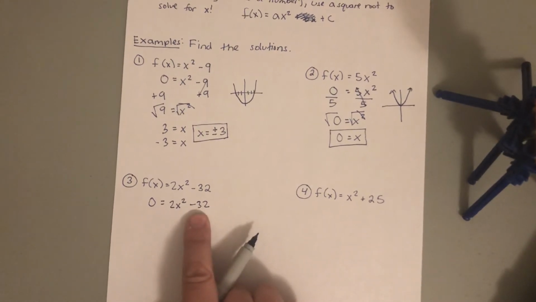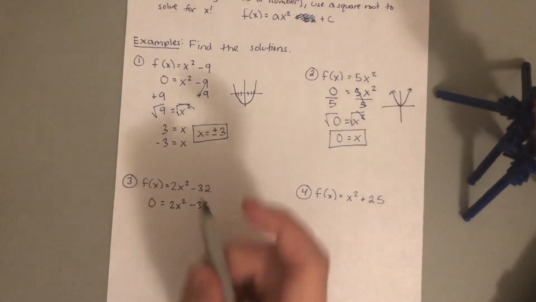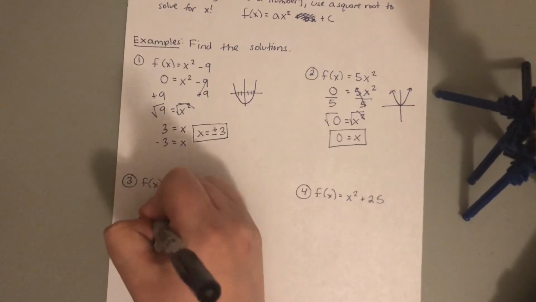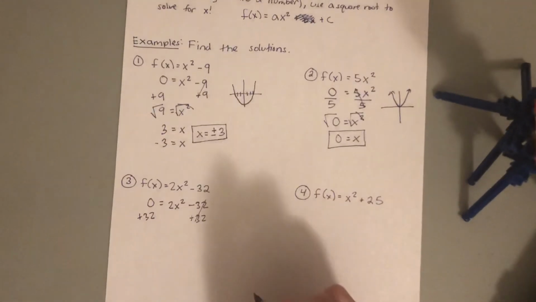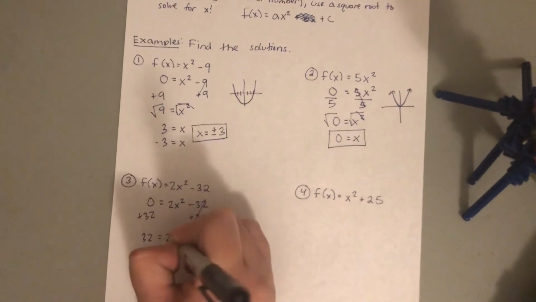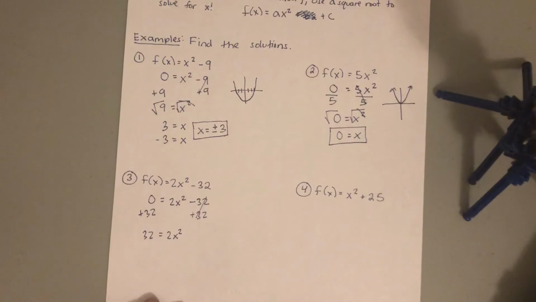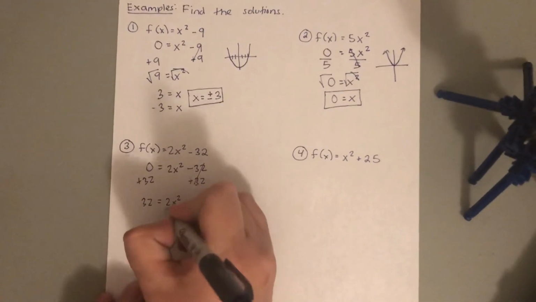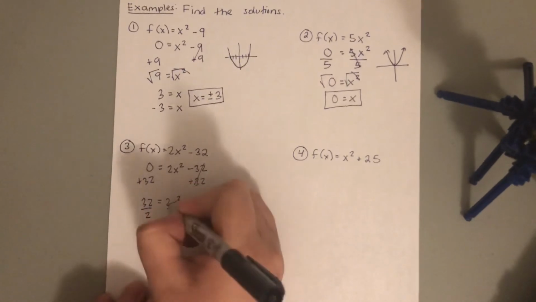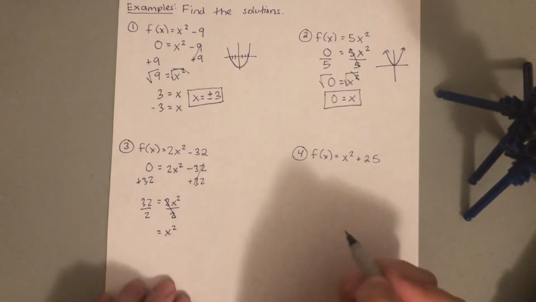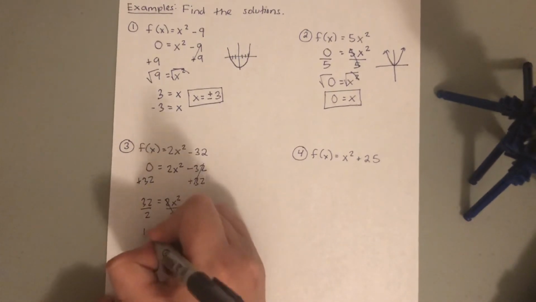So I'm essentially just going to solve this for the x squared. First, I'm always going to undo the thing being added or subtracted. So I'm going to add 32 on both sides. So that cancels out. So now I have 32 equals 2x squared. Then I'm going to divide by 2 on both sides to undo the 2 right there. So that cancels out. So now I just have x squared. 32 divided by 2 is 16.